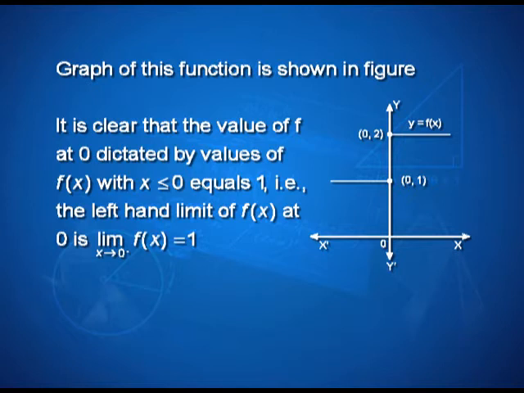It is clear that the value of f at 0 dictated by the values of f of x with x less than or equal to 0 equals 1. That is, the left hand limit of f of x at 0, limit of f of x as x tends to 0 minus, is equal to 1.